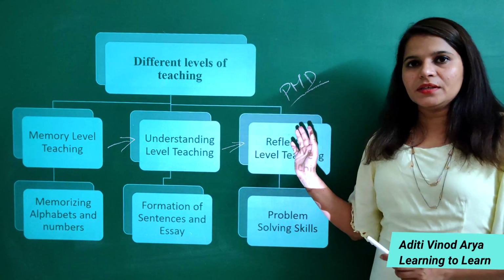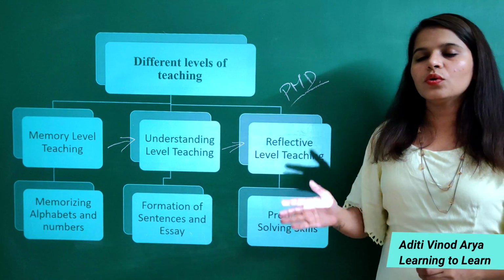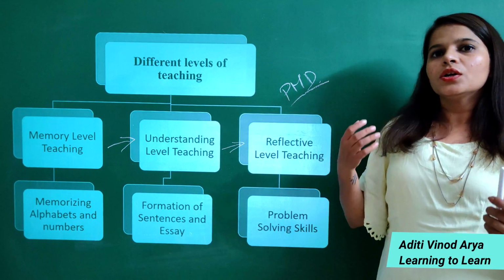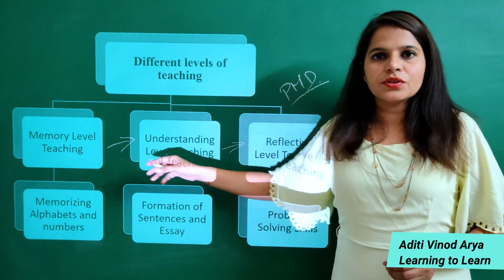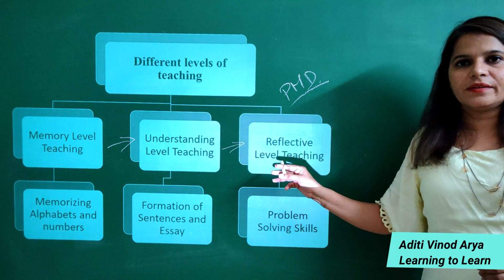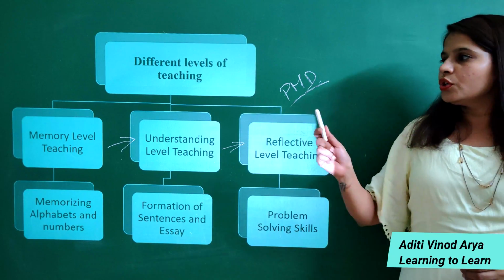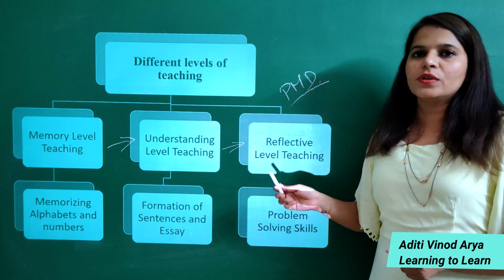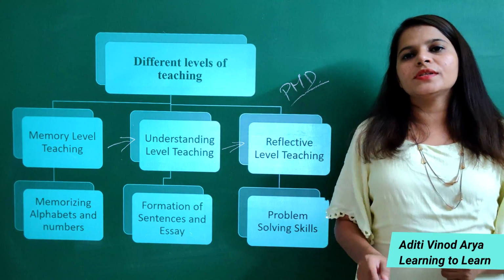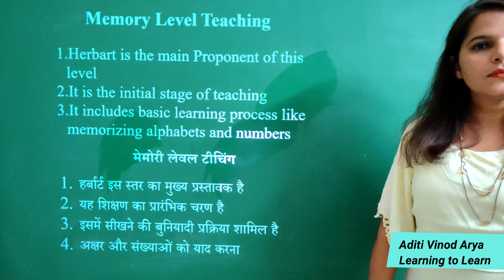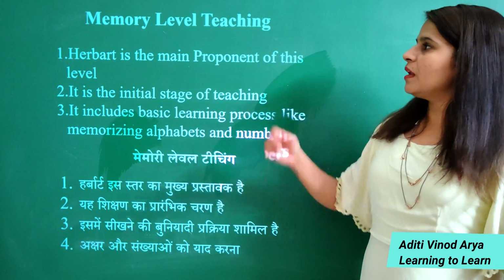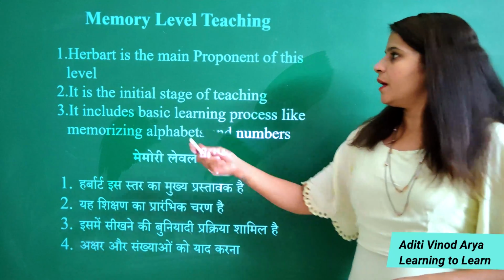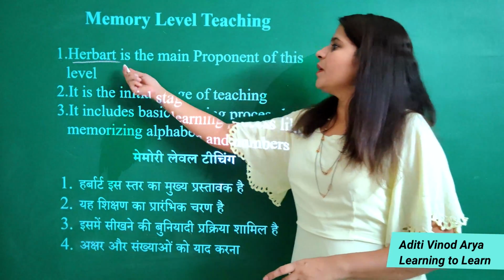So these were the basics. Now let us try to go to a deeper level to understand memory level teaching, understanding level teaching, and reflective level teaching, and make sure you memorize it in a sequence manner. You cannot shuffle the sequence. I say that again. As you can see here, this is memory level teaching, and Herbert. Let me tell you, Herbert is the main prominent.